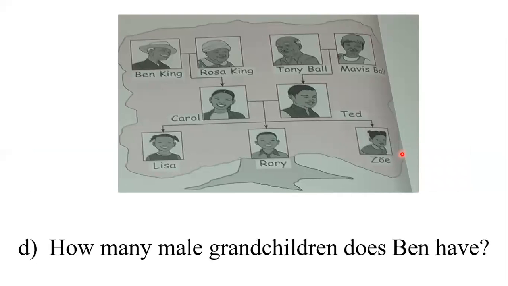D. How many male grandchildren does Ben have? Here is Ben, and here are the grandchildren, Lisa, Rory, and Zoe. How many are male? Is it 1 or is it 3? Write the correct answer on the lines provided at D.